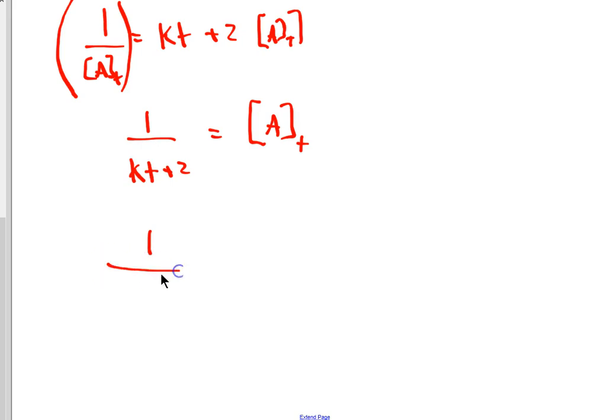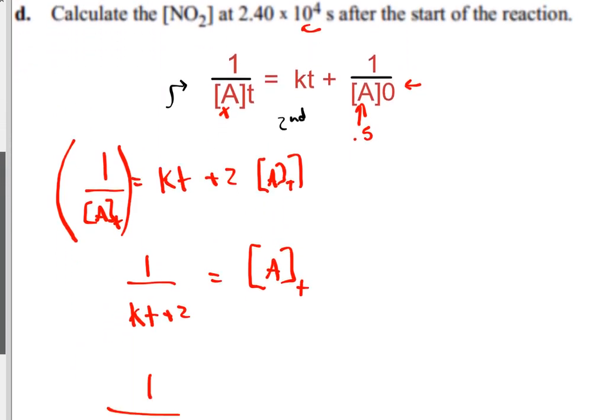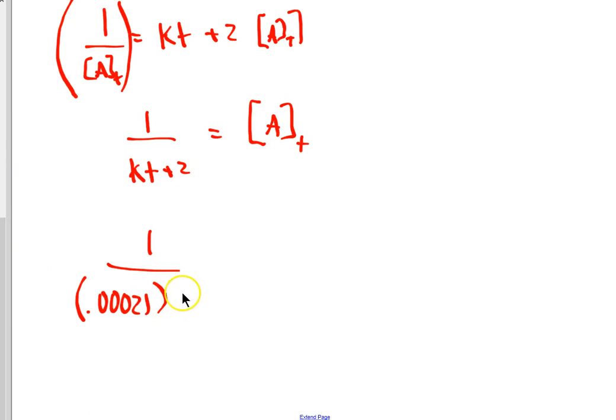We have 1 over K, which was point what? How many zeros? 2, 1. Times the time, which is the new time they gave me in the problem, 2.4 times 10 to the 4th. So is that 24,000? Okay. And then I'm going to add 2. And that will be equal to my concentration of A at a specific time.